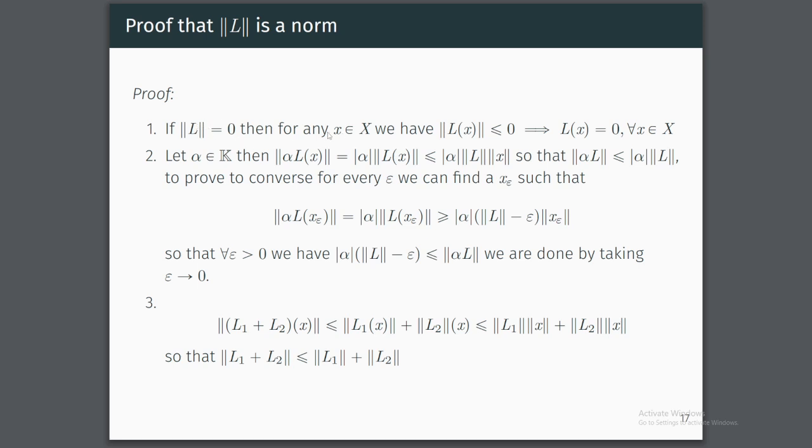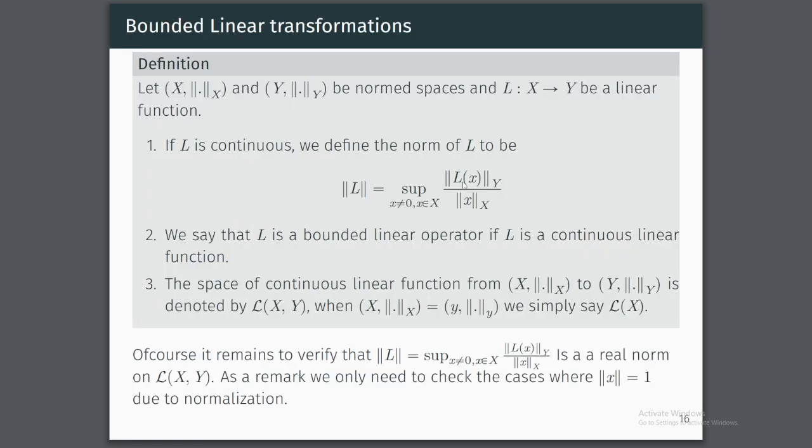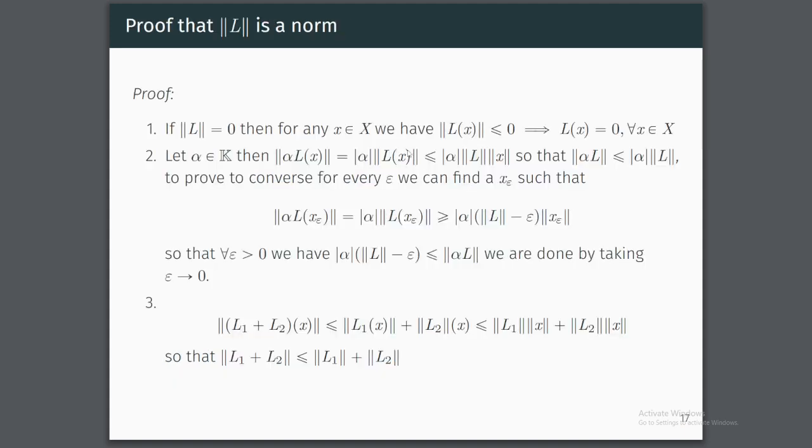If norm L is 0, then for any x, norm of Lx is also less than or equal to 0, by the definition of the norm. Okay, this means L of x is 0 for all x, so L is 0. So the first property is true. For the second property, if alpha is in K, which is R or C, then we have that norm Lx is less than norm L times norm x. Okay, so this is always true.